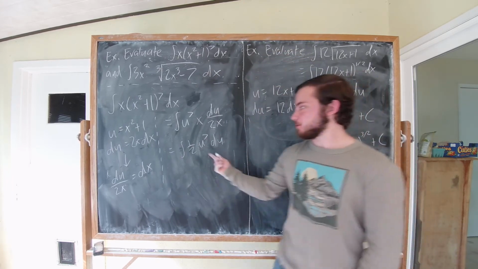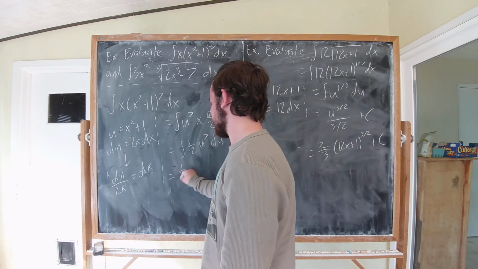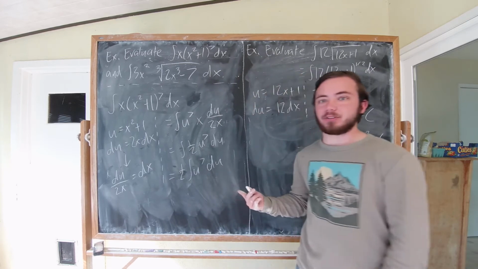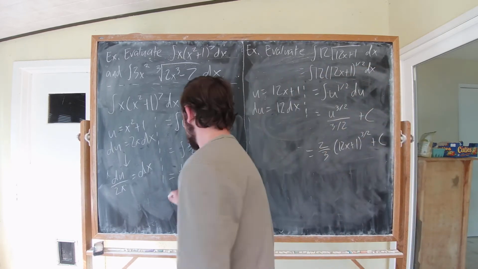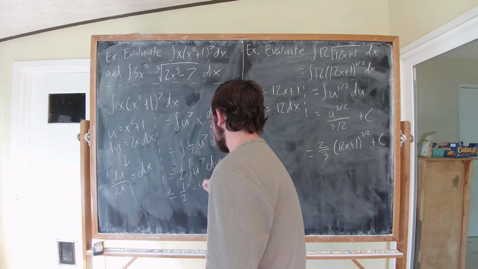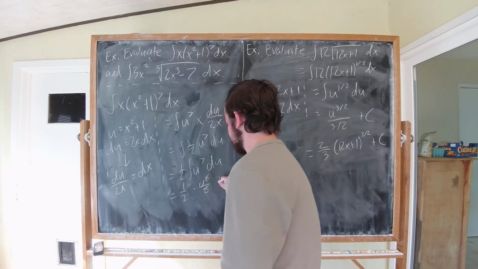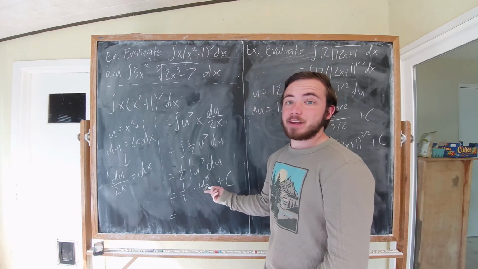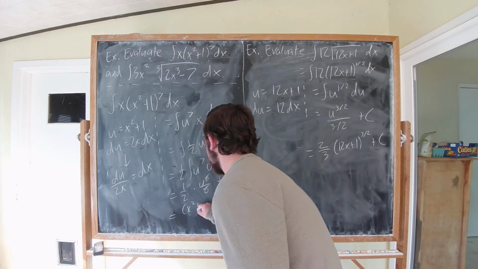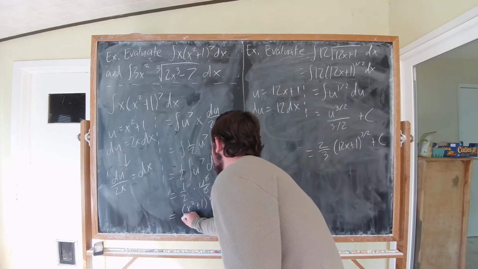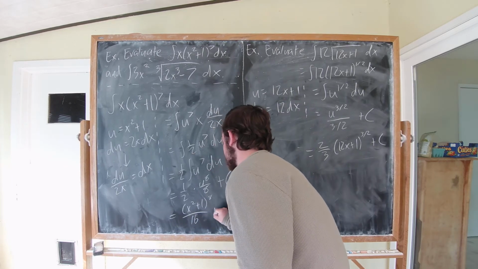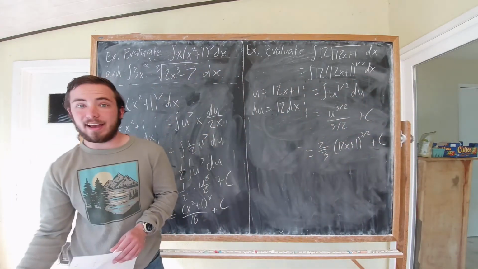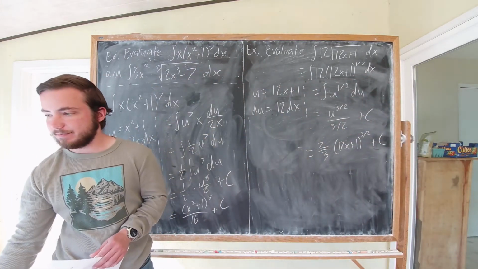But that works, right? 1/2 can pull out of the integral. Scalar multiples are nice. They play nice with integrals. And now that's something we can do. That'll be 1/2 times u to the 8th divided by 8 plus c. Multiplying everything through and substituting back in gives you x squared plus 1 to the 8th divided by 16 plus c. Alright, so that's one way to handle a problem like that.